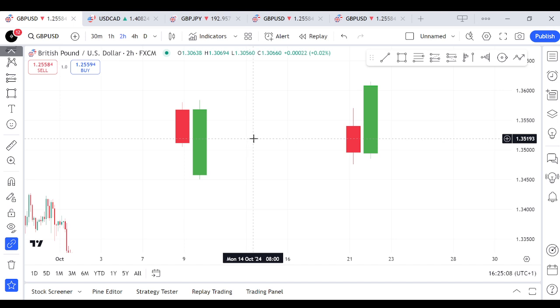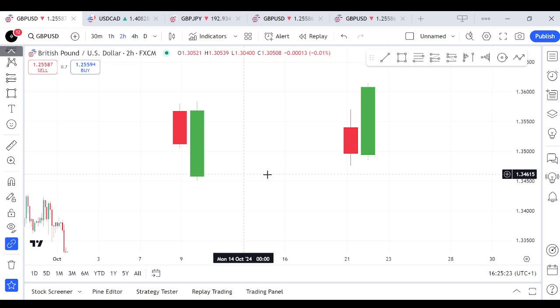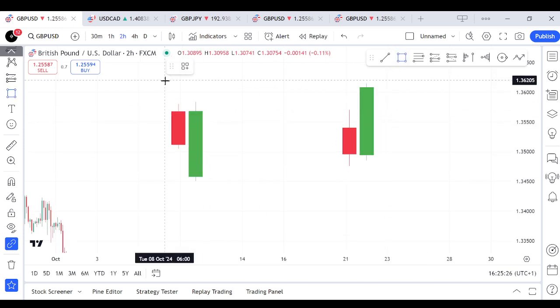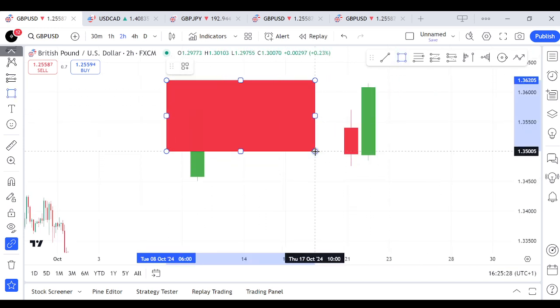So let's go ahead and talk about the types of double candlestick patterns we have in the market. Each of these patterns has unique characteristics that can help you identify potential market movements. The very first is the engulfing pattern, which is this one here. This is the engulfing pattern.